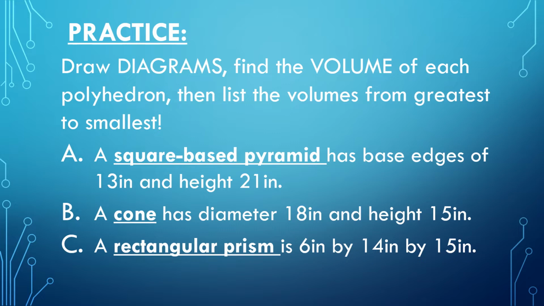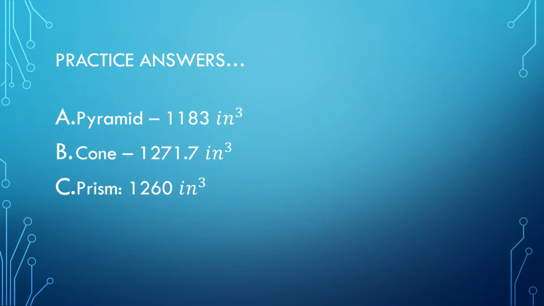So pause here, please. Take a moment and solve this problem. Figure out the volumes from greatest to smallest, and we'll go over them in just a minute. Okay, so I'm just going to go ahead and put my answers up here. The volume of the pyramid was 1,183 inches cubed. The volume of the cone was 1,271.7 inches cubed, and the volume of the prism was 1,260 inches cubed.